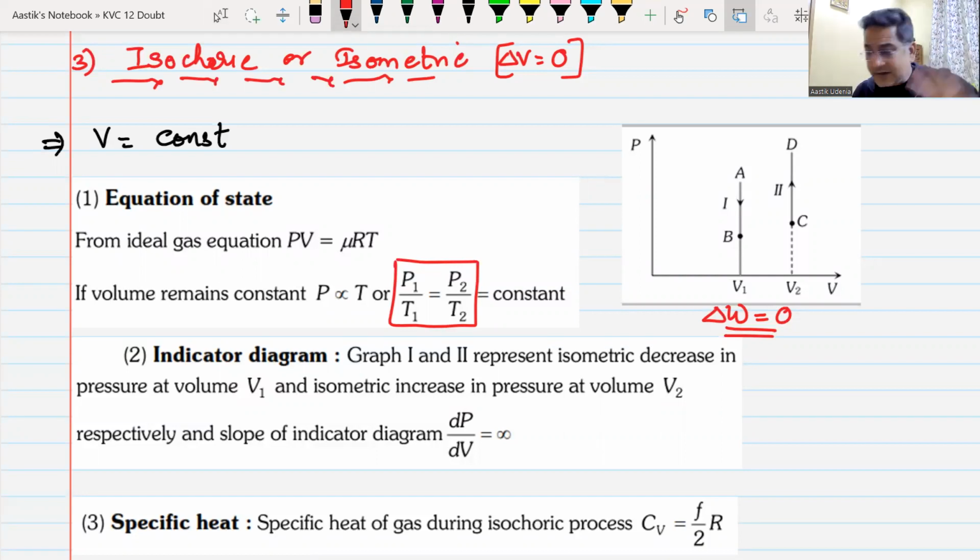Okay, so now I will give you time. Note down everything. Remember, for each and every process we have specific heat. For an isothermal process, the specific heat was infinite. For an adiabatic process, specific heat capacity was zero. For an isochoric process, the specific heat is known as CV, and CV is always f/2 R. We all remember this, yes or no? Yes, sir. Now I'll give you 2 minutes. Note it down, and once you are done, please let me know.